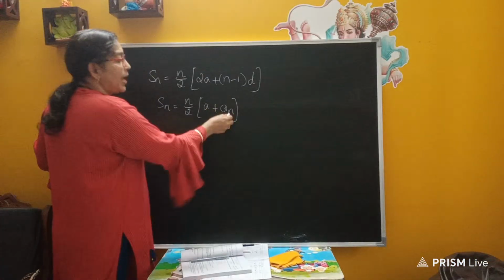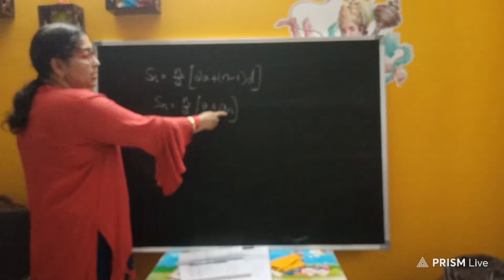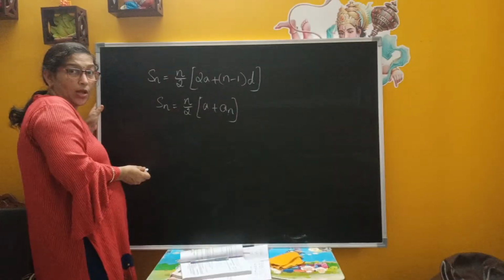Our same formula can be written in another way, that is Sn is equal to n by 2 into a plus an, or a plus l. Here l is the last term. If the last term is given, we can use this formula.